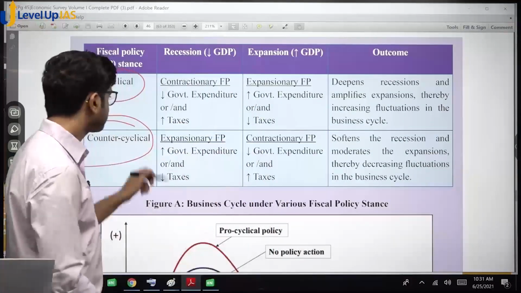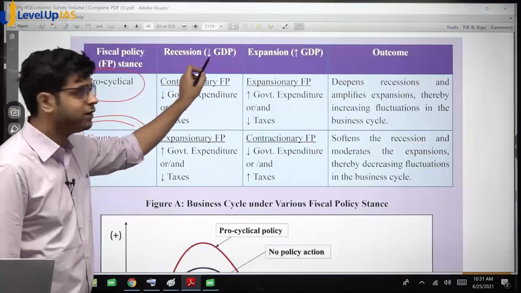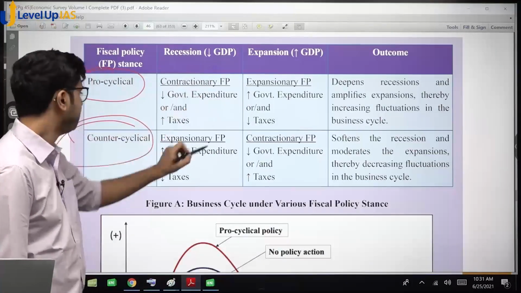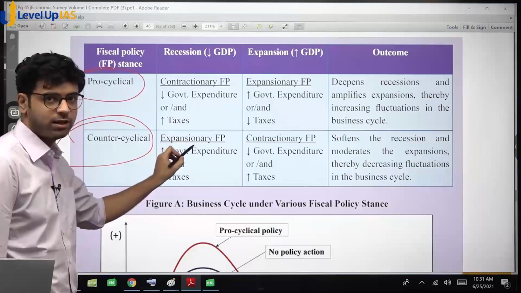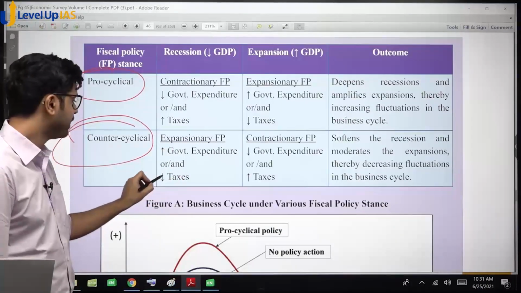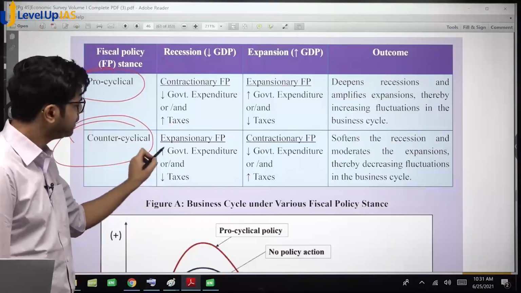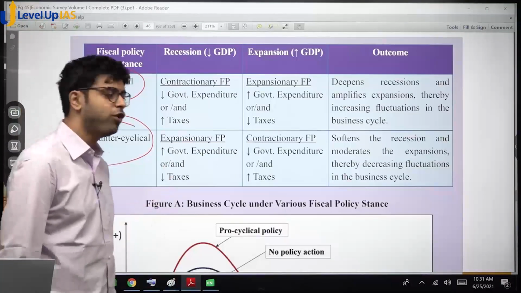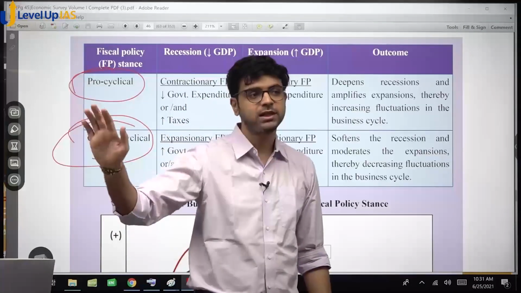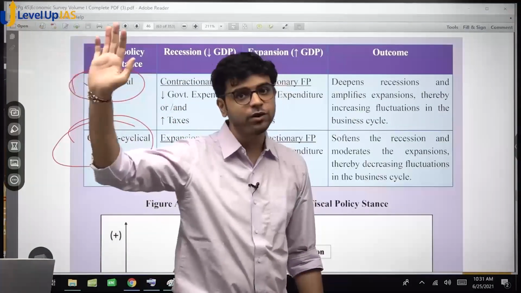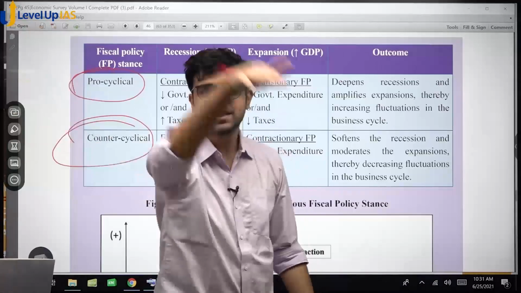Very good. If recession is happening, which means GDP is going down, okay? What is the fiscal policy? Expansionary. How to do that? Reduce taxes and increase government expenditure. Sir, what do you mean by increase government expenditure? We saw the example, if government starts constructing bridges, if government gives salary directly to the people, they will get money and they will start spending.